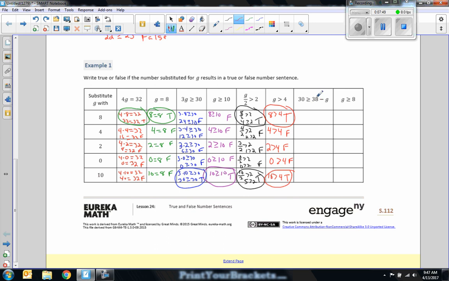30 is greater than or equal to 38 minus 8. 30 greater than or equal to 30. That is true.